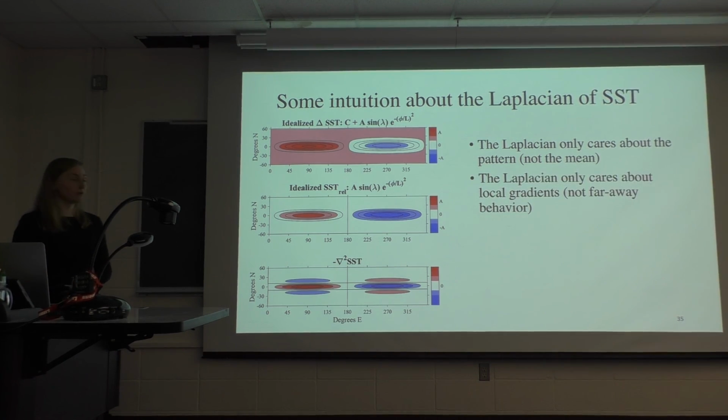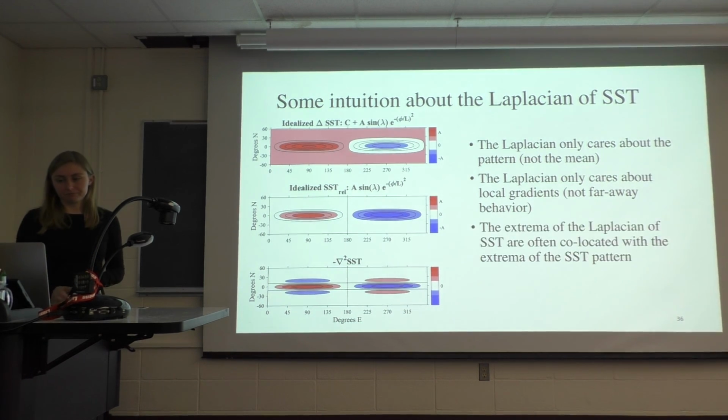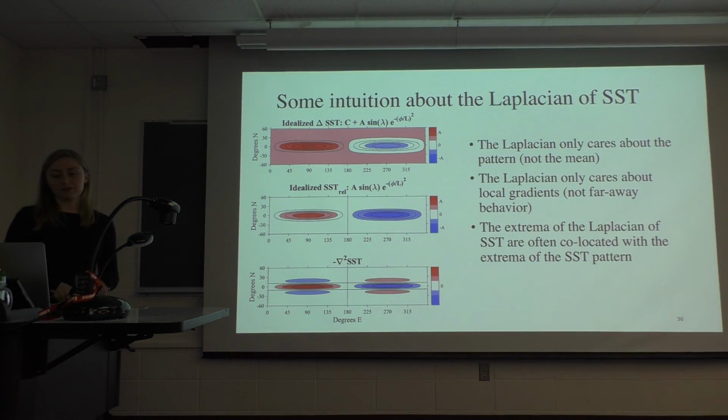The Laplacian also only cares about local gradients. It doesn't care about what's going on far away. So if you were to put a huge anomaly over here, a big enough anomaly that it changed the mean SST, the relative SST over here would change, but the Laplacian of SST would not change over here. It would only change where you put in the anomaly. So it's a more local metric in that sense.